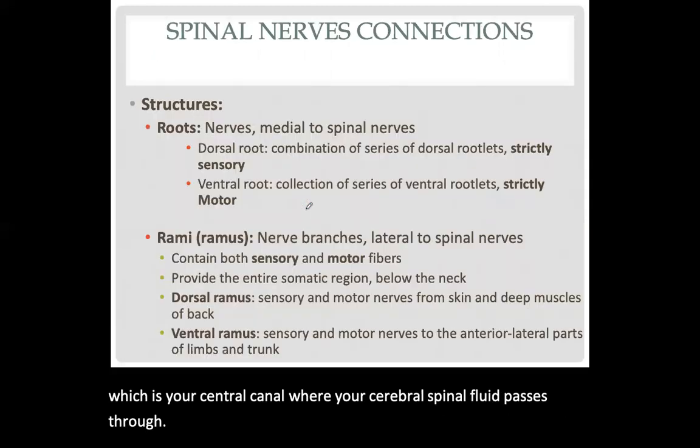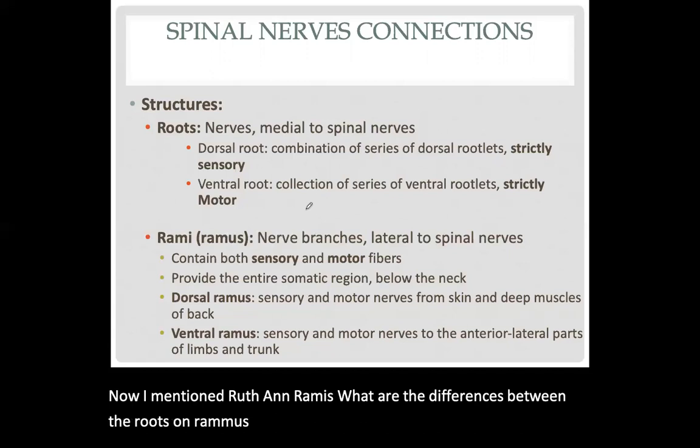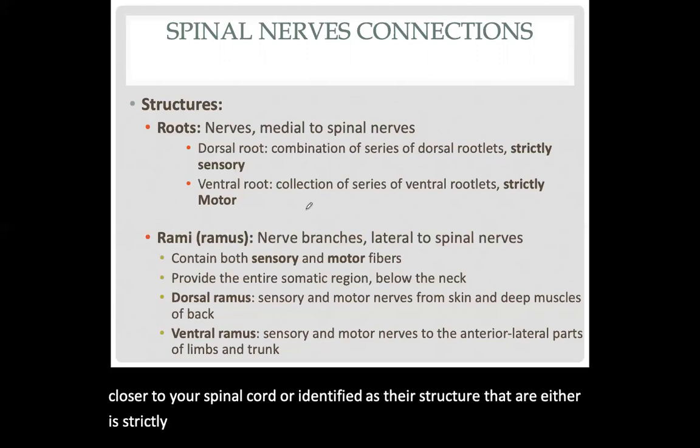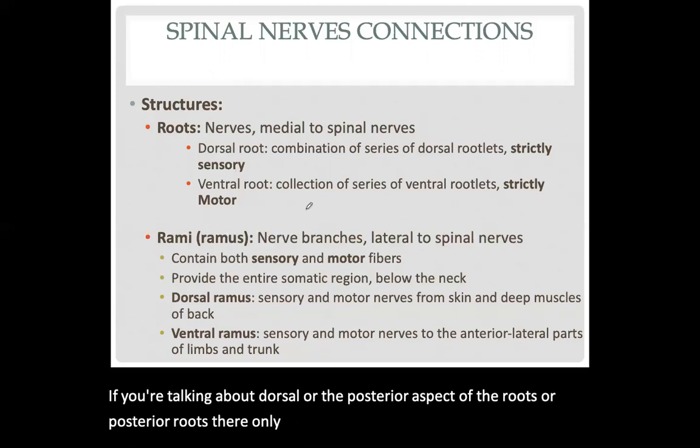Now, I mentioned roots and ramus. So what are the differences between the roots and ramus? Roots, which are medial to your spinal cord or closer to your spinal cord, are identified as the structures that are either strictly sensory or strictly motor. So what does that mean? If we're talking about dorsal or the posterior aspect of the roots, or posterior roots, they only and only receive signals into the spinal cord.